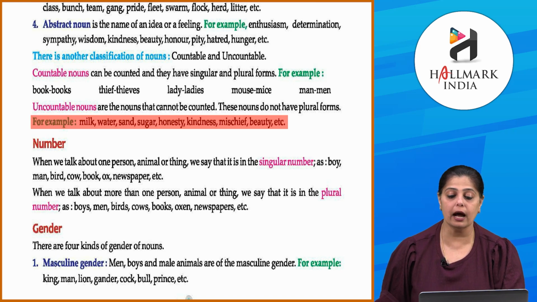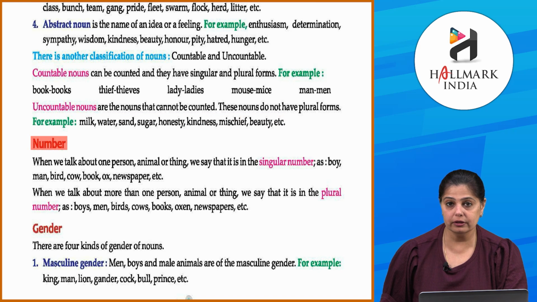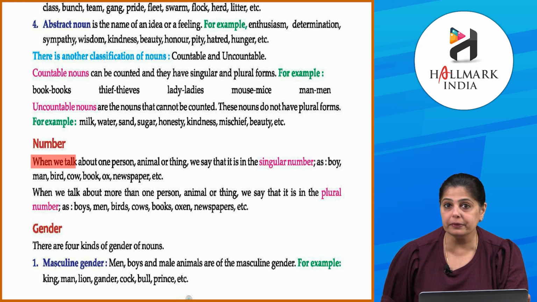All right. So now let's look at number. Okay, number means one and many. Clear? One or more than one. So when we talk about one person, one animal or one thing, we say that it is in the singular number, as boy, man, bird, cow, book, ox, newspaper, etc. because it is one.